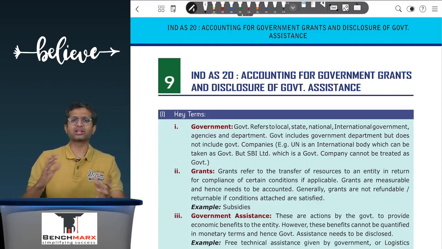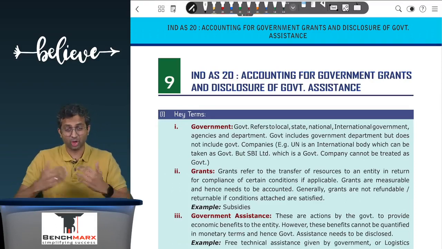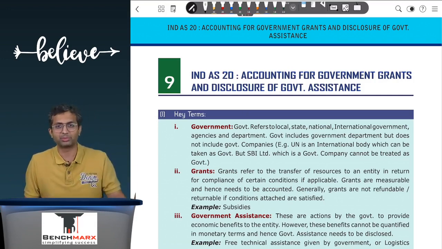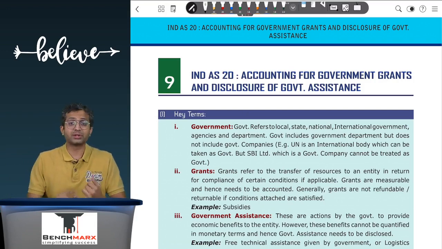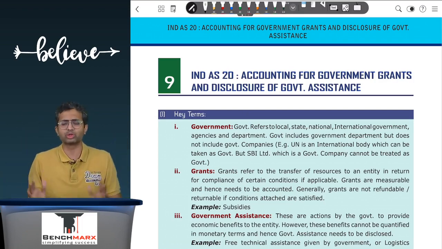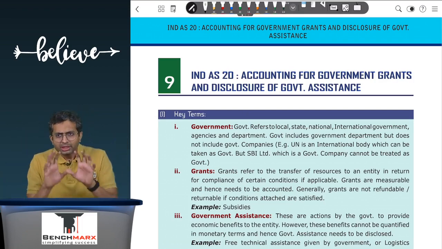Now this is a tier 2 category standard and can come in the exams on its own as well as clubbed with other standards like PPE as well as financial instruments. So the basics of the standard: first, what is a government? It can include the local authorities, the state, central as well as international bodies as a part of government. Then what does the standard cover?